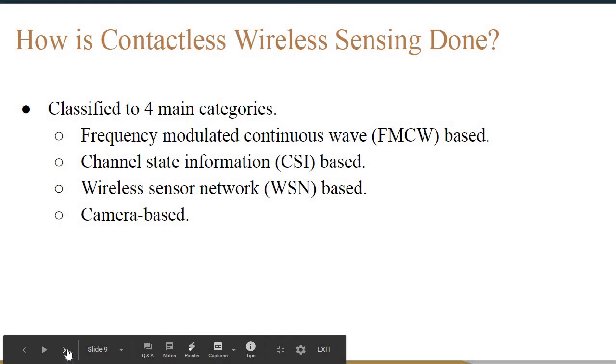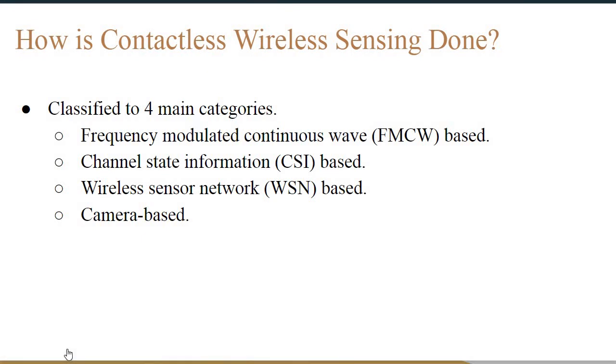Contactless wireless sensing can be classified into four main categories, which include frequency modulated continuous wave based systems, channel state information based systems, wireless sensor networks based systems, and camera based systems.